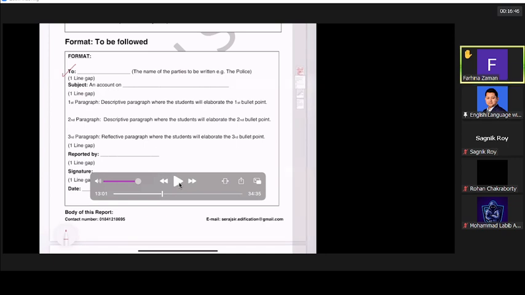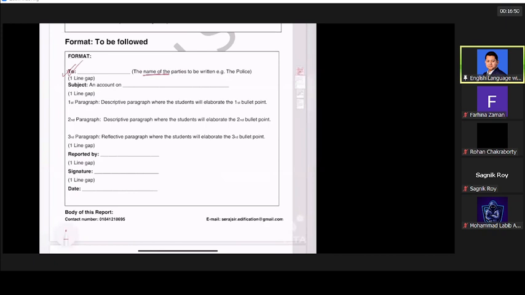Okay. To means here you are going to write the name of the parties, that is the police. Maybe you are writing the eyewitness account to the police, so here you are going to write directly the police. If you are writing the eyewitness account to a lawyer, so definitely you are going to write the lawyer's name and also the lawyer's firm's name. That's it. Now there will be one line gap, and then we are going to write the subject.